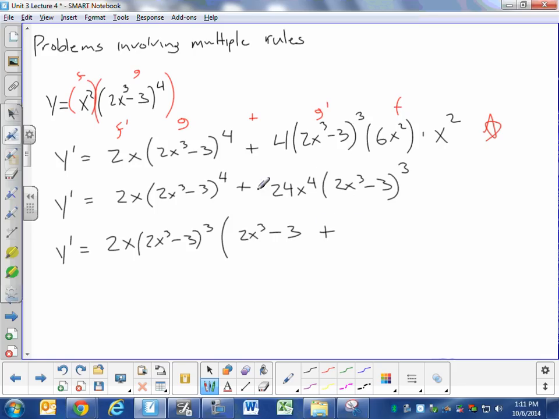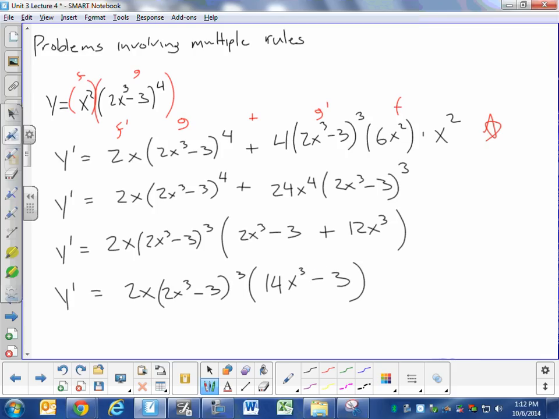If I take it out of the second guy, this becomes 12x cubed times just 1, pulling out all of the 2x cubed minus 3. Well, I can now simplify this to be 14x cubed minus 3. This is the derivative. This is the answer choice you will see on a test. So you need to go from there to there. It's not that bad. You just need to practice.